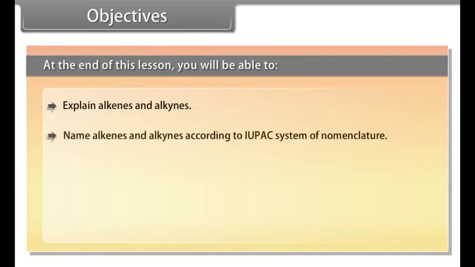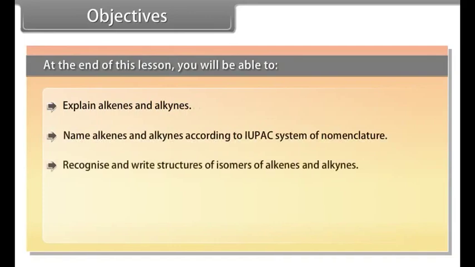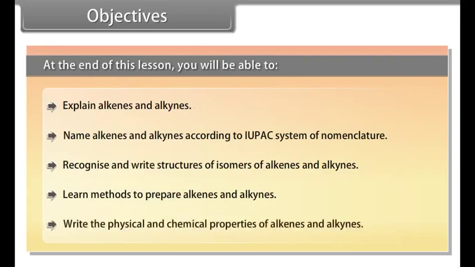Objectives. At the end of this lesson, you will be able to explain alkenes and alkynes, name alkenes and alkynes according to the IUPAC system of nomenclature, recognize and write structures of isomers of alkenes and alkynes, learn methods to prepare alkenes and alkynes, and write the physical and chemical properties of alkenes and alkynes.